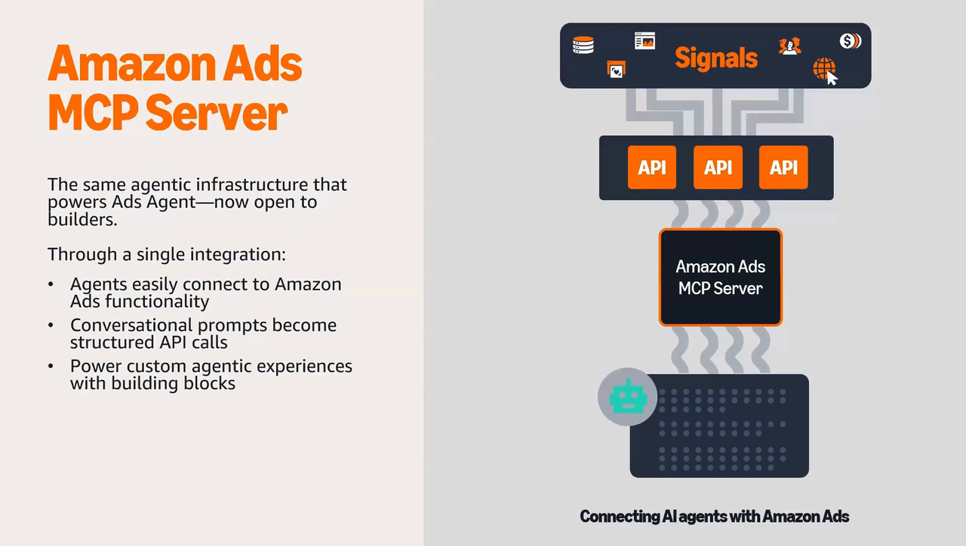So here's what the Amazon Ads MCP server provides you. You get a standardized way to connect your AI agent without manual API mapping. Second, you can turn simple prompts into powerful actions. And third, your agent accesses smart context automatically, meaning Amazon Ads hosts and maintains the MCP server with pre-built capabilities that provide the right context at the right time.